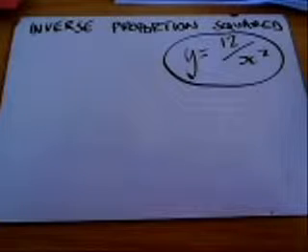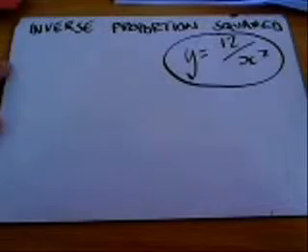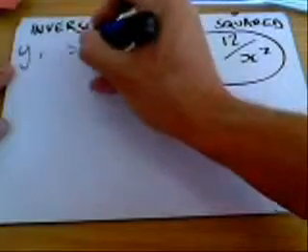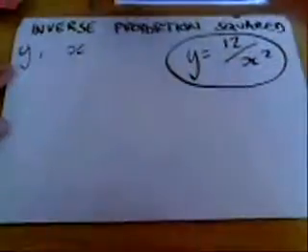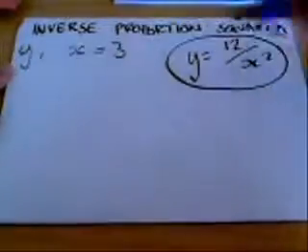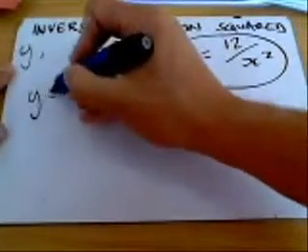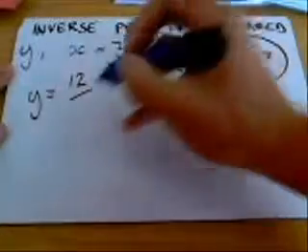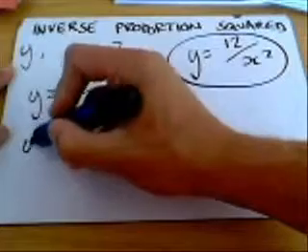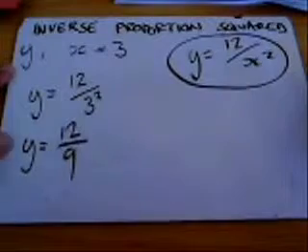Okay, so now that we've got the equation from the two original values, let's answer a question. If you got a question that said, find y when x equals 3, it's going to be a simple case of substituting the x value in and solving for y. So y equals 12 over 3 squared, substituted in, so y equals 12 over 9.